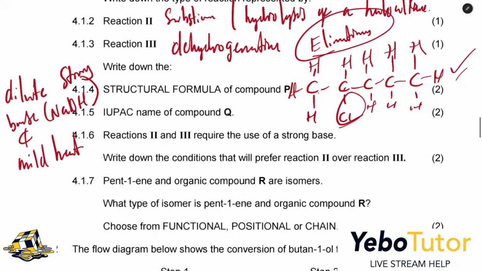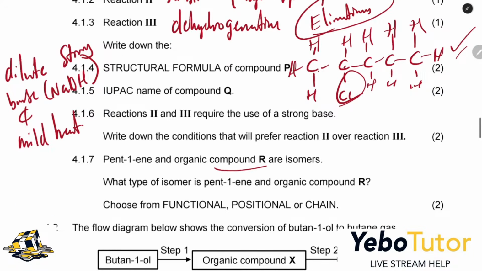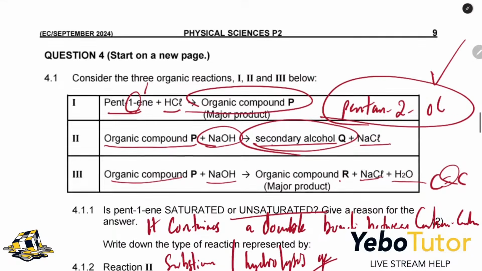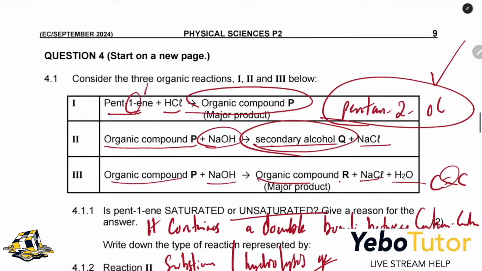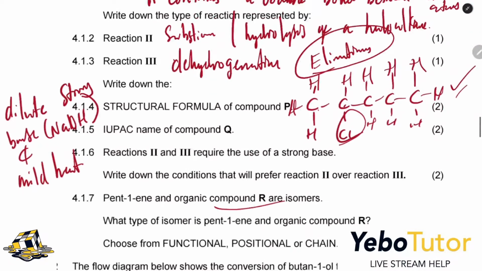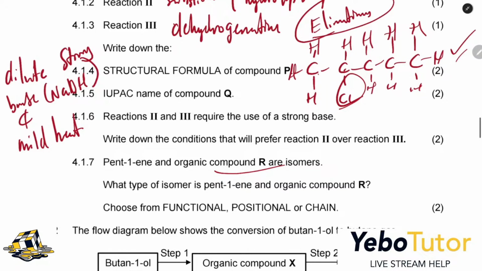Now we are given that pent-1-ene and organic compound R are isomers. Let's check. Where is R? Okay, this is the isomer. They are isomers to each other. Now what type of isomer is pent-1-ene and organic compound R? Definitely they are positional isomers, because what changes is just the shift of the position of the double bond. So that will just be your positional isomers, where the double bond is just shifted.